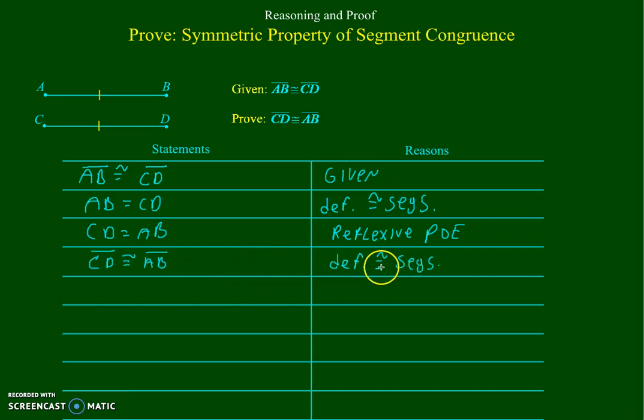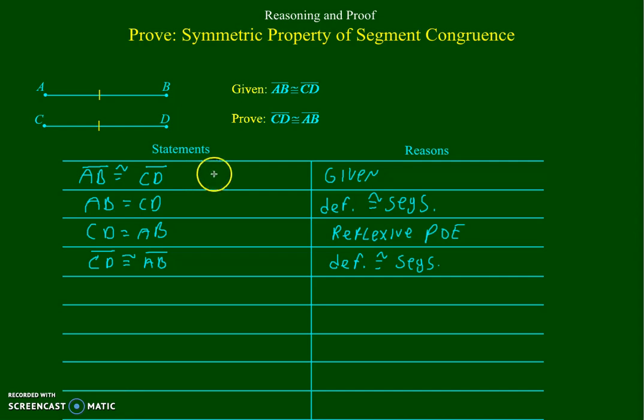Because I know by the definition of congruent segments, if their lengths are equal, the segments are congruent. And I've just proven what I was trying to prove. So as I said, it's a fairly simple proof, but it gives you an idea of how to think and how to work through these proofs.